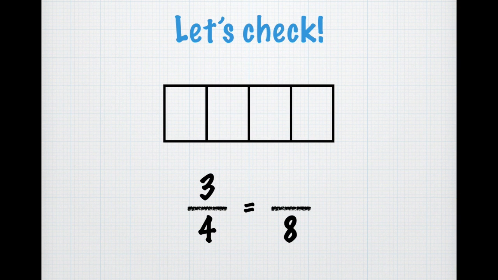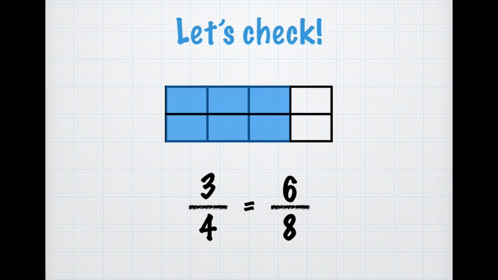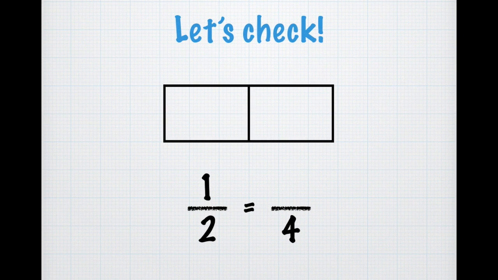Let's check. First, we shade in 3/4. Then we can divide the model into 8 pieces total. And I see that 6 of those pieces are shaded, so 3/4 is equal to 6/8. 1/2 is equal to how many fourths? I shade in 1/2. Then I divide my model to make fourths. And I can see that 2 pieces are now shaded, so 1/2 is equal to 2/4.